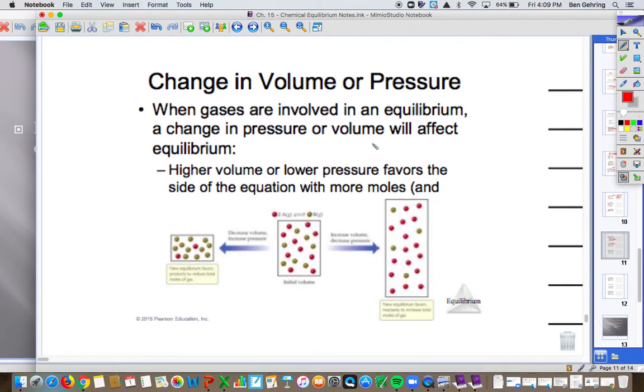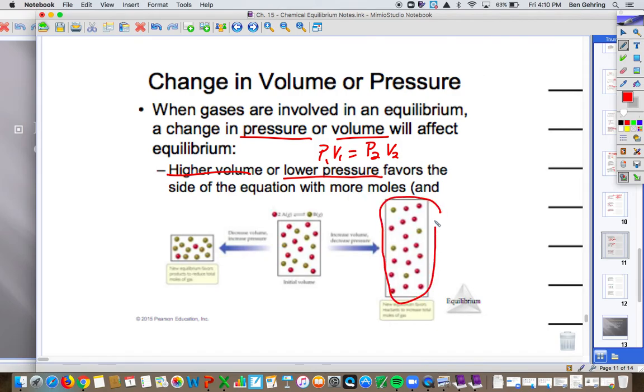Let's go back to the volume and pressure so we can see this. When gases are involved, we can change either the pressure or the volume because remember those two are inversely proportional according to Boyle's law, in which P1V1 equals P2V2. So if you have a higher volume or a lower pressure, you are going to favor the side with more moles. You made more space, you want more moles.